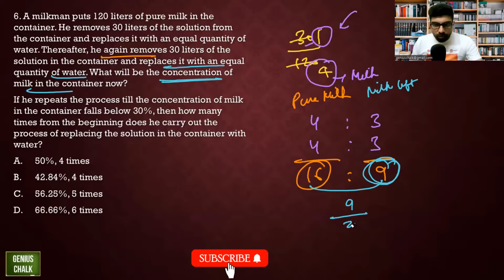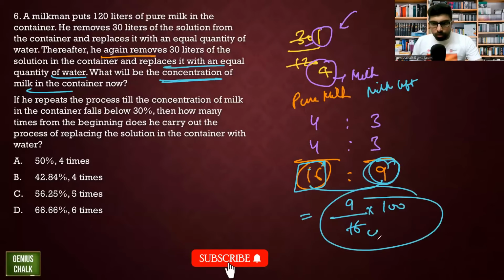Sorry, 9 not 25. Total is 16, right? Because it's talking about the total. So total was 16. So 9 by 16 into 100, and you know that 4 4s are 16, 4 25s are 100, so if we solve 225 by 4, it will be 56.25%. So basically in this question only one option is there, which is giving you 56.25. There is no other option. So this is my final answer.